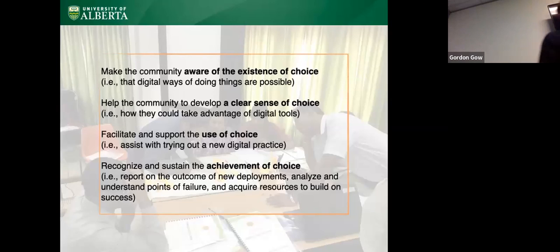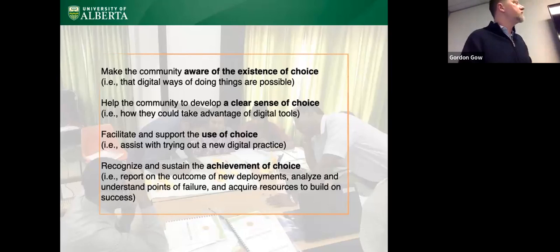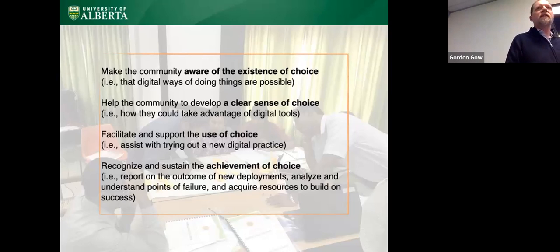Then it's facilitating the use of choice. So the steward is helping that community to try out a new digital practice. Hey, let's try using the text messaging. Hey, let's try taking some photos of your plants, try sending them to me over WhatsApp or what have you. And then recognizing and sustaining the achievement of choice, which is, we train the stewards in a technique where they can develop campaigns, which are these mini action research projects. And one of the things we try to encourage the stewards to do is to do simple evaluations of their pilots. So, what worked, what didn't, what was a breakthrough moment, what are some obstacles.